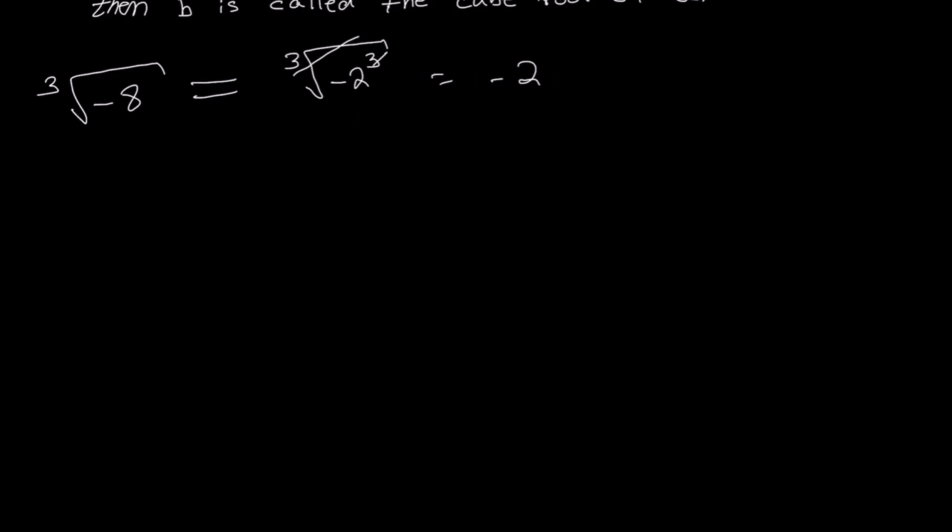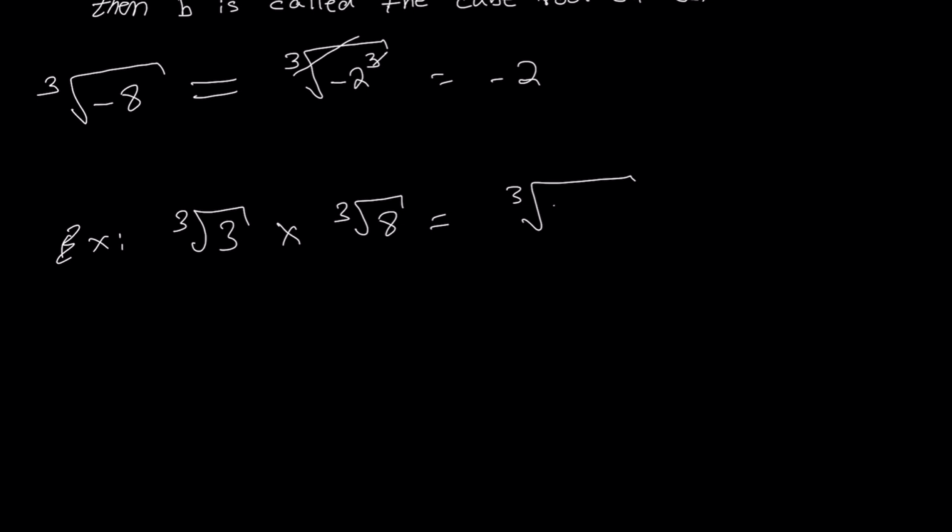All the rules that we discussed in square roots apply to the cube roots too, or any other root. For example, if we have the cube root of 3 multiplied by the cube root of 8, since we share the same index number, we will pick one index number and multiply the numbers in the radicand. So 3 times 8 is 24. Cube root of 24.